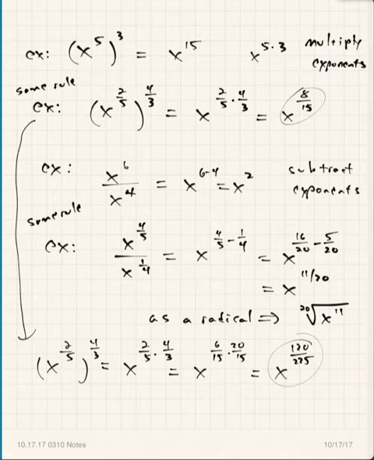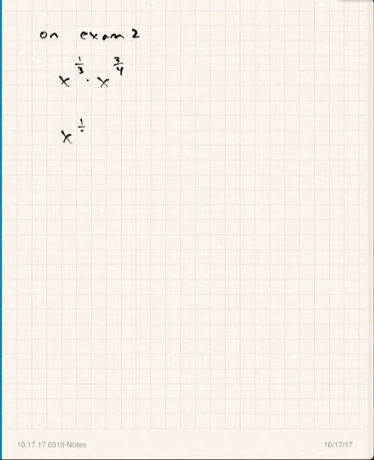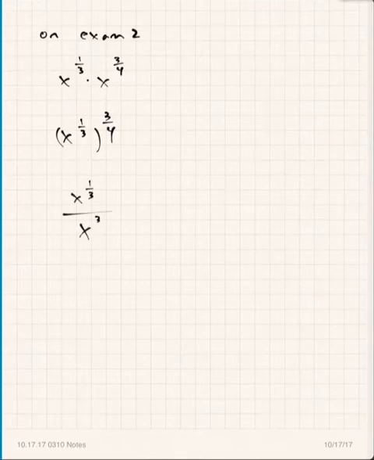All right. So on your exam 2, I'm telling you right now, there are going to be 3 problems right next to each other that are going to look like this. You're going to have, let's say, x to the 1/3 times x to the 3/4. You're going to have x to the 1/3 raised to the 3/4, and then you're going to have x to the 1/3 over x to the 3/4.